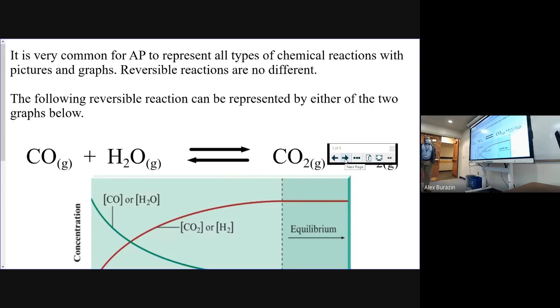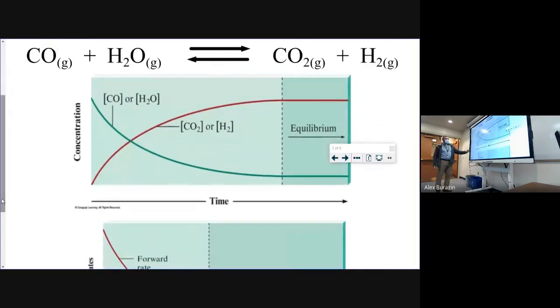So it's very common for AP to represent all types of chemical reactions with pictures and graphs. I was just saying that. Reversible reactions are no different. Here are 2 graphs that you may potentially see. Okay, so here we go. We have a reaction. It is a reversible reaction.